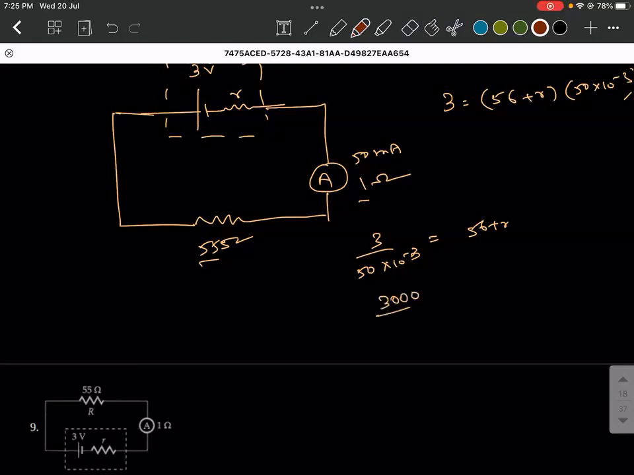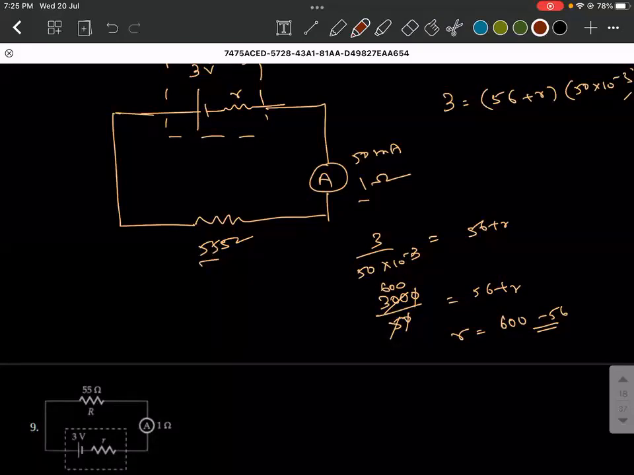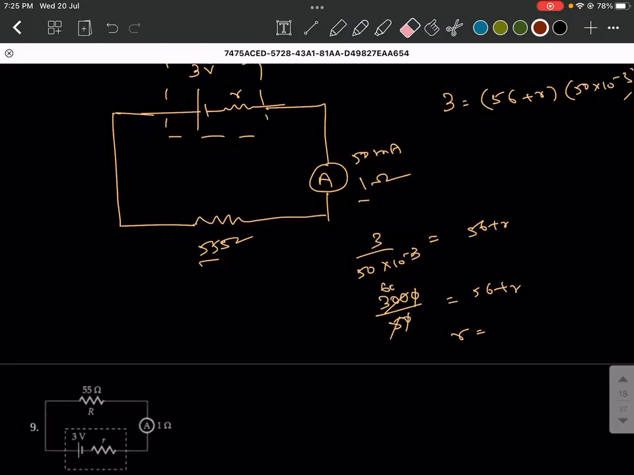So you will get 3000 divided by 50. Cancel this, it goes 600 times, which is equal to 56 plus r. r will be equal to 600 minus 56. This is also a very high value. 4 ohm. That is more than the external resistance. 4 ohm is the right answer.